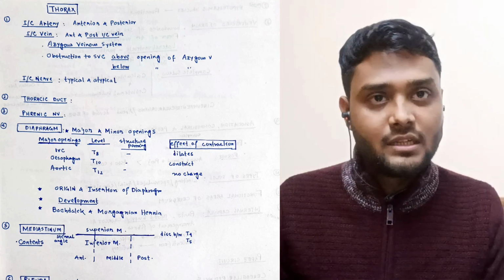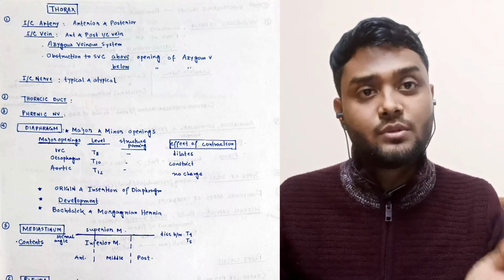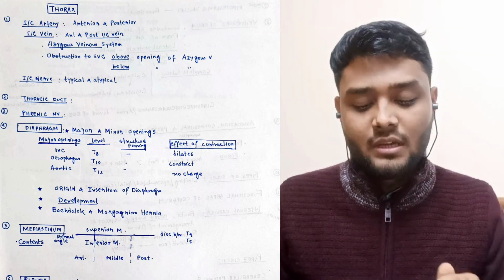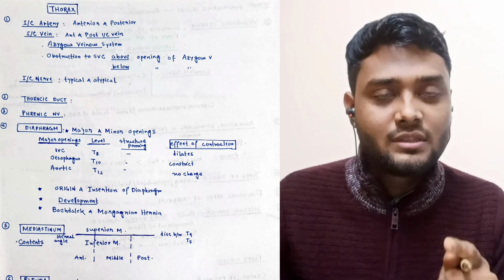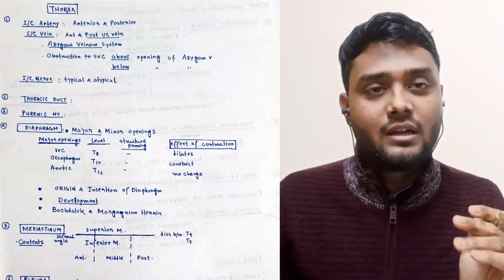Above the opening of the azygos vein and below the opening of the azygos vein. This was once asked in NEET also. Then intercostal nerve: what are the typical and the atypical intercostal nerves? Then read about the thoracic duct: where does it originate, where does it drain?